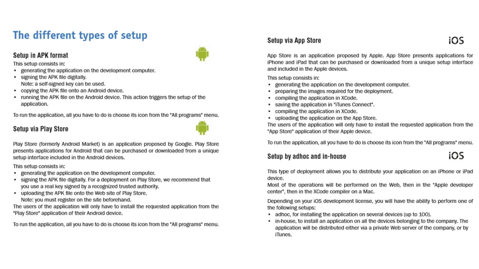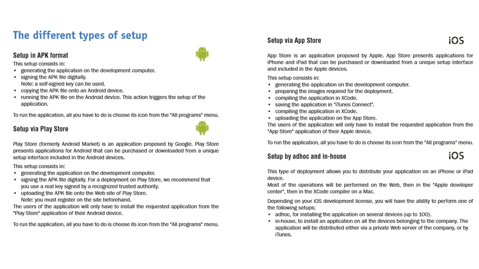Depending on your iOS development license, you have the ability to perform one of the following setups. The first is ad hoc, for installing the application on several devices, up to 100. Then in-house, to install an application on all devices belonging to the company. You can develop your app for the company, and the application will be distributed by a private web server of the company or by iTunes.